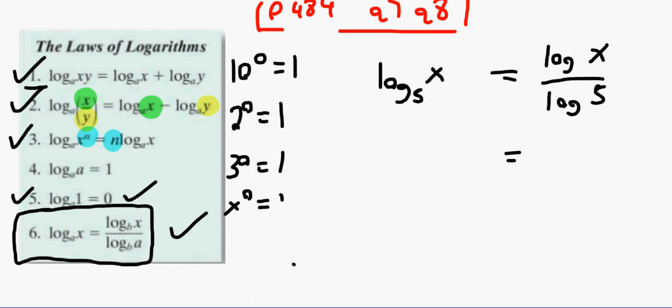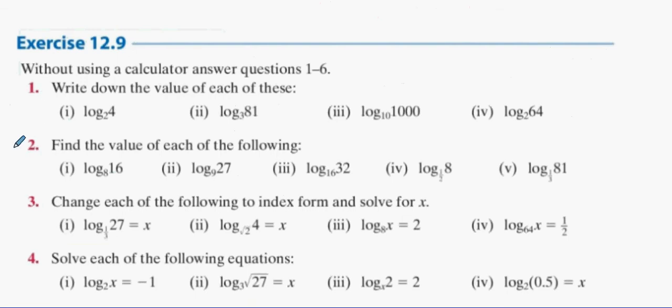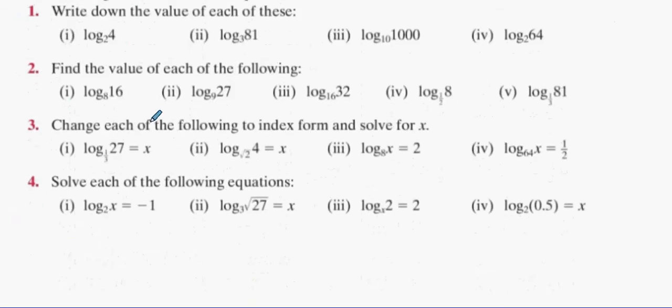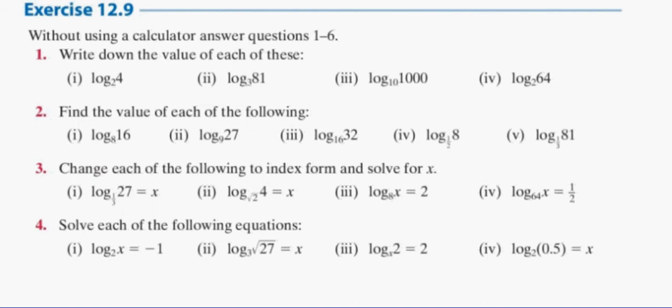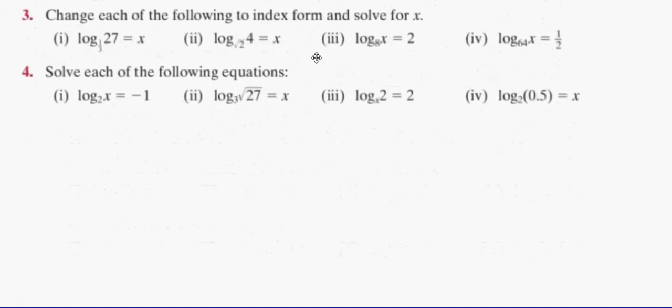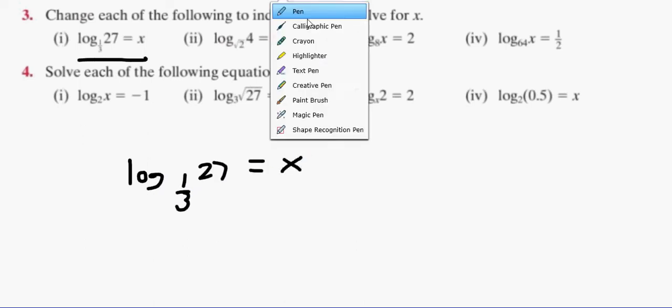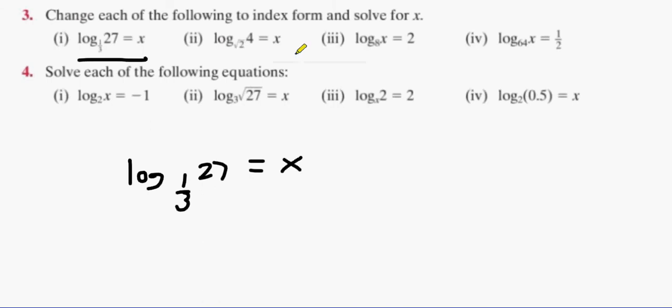Now, how did these rules actually work in actual questions? You guys are probably only going to do the first 4 questions tonight anyway, so let's have a look at these ones here. Right. Alright, anybody know how to do this one? Log base a third 27 equals x. What did we say earlier?